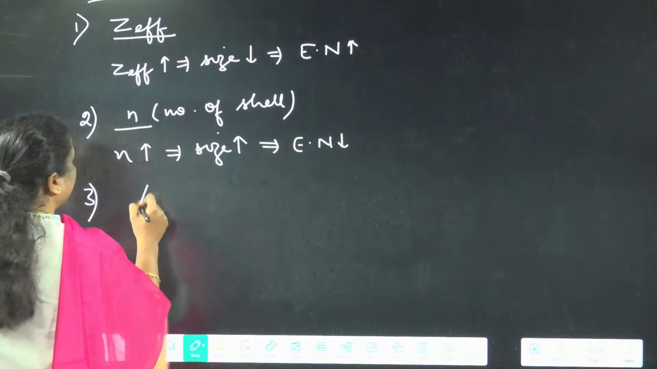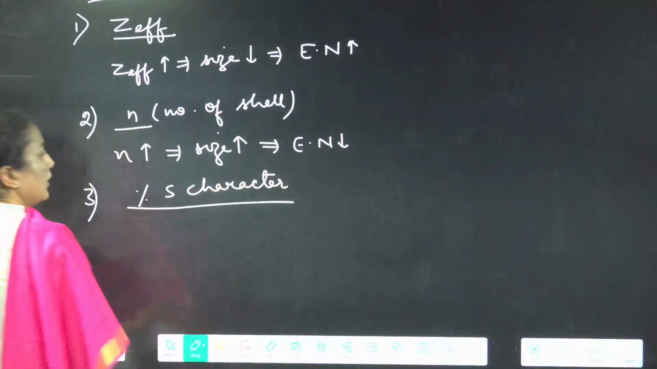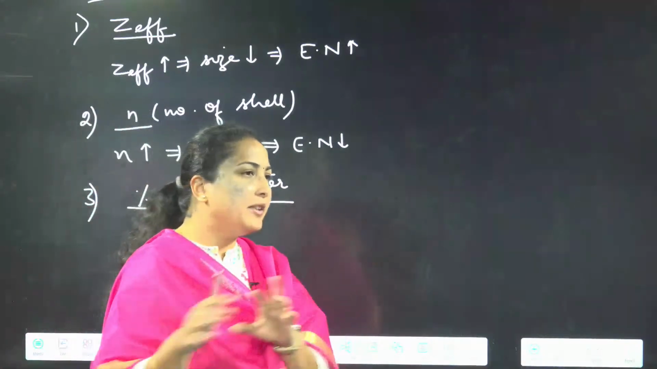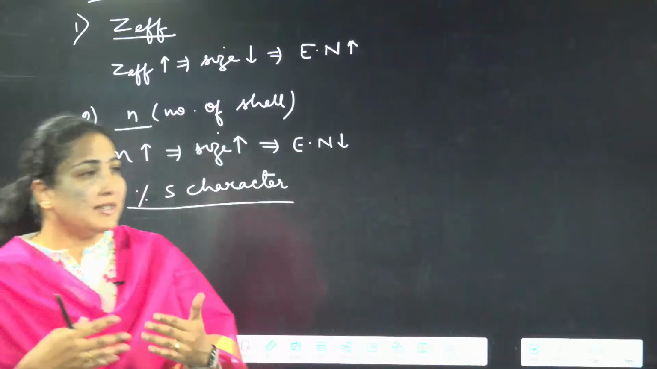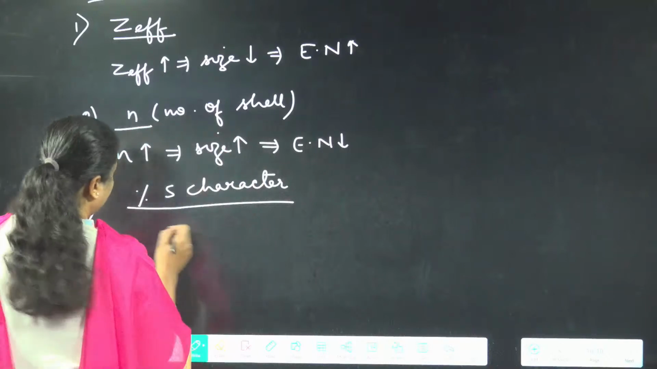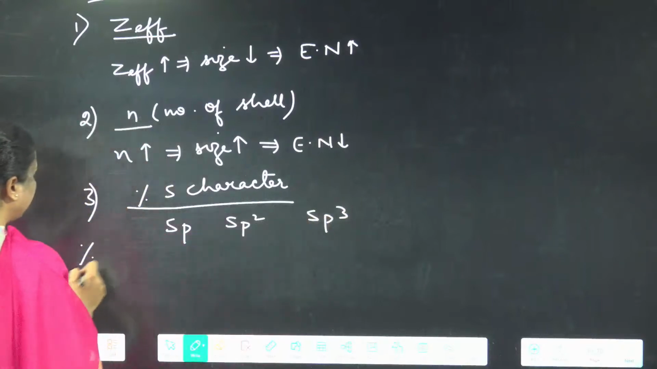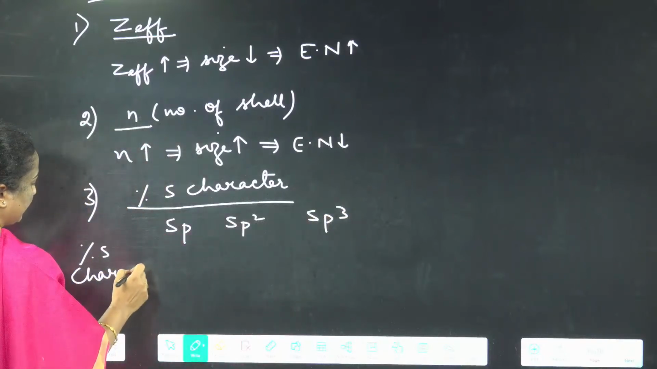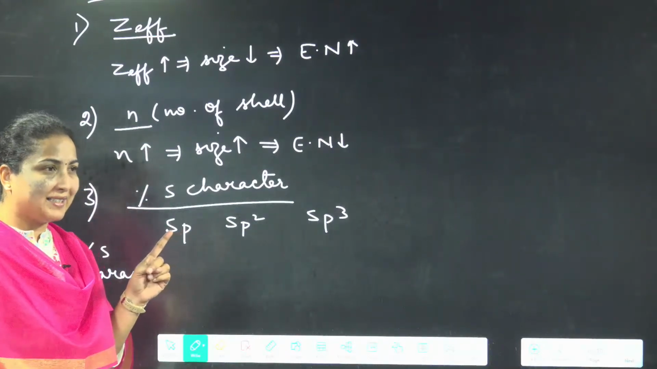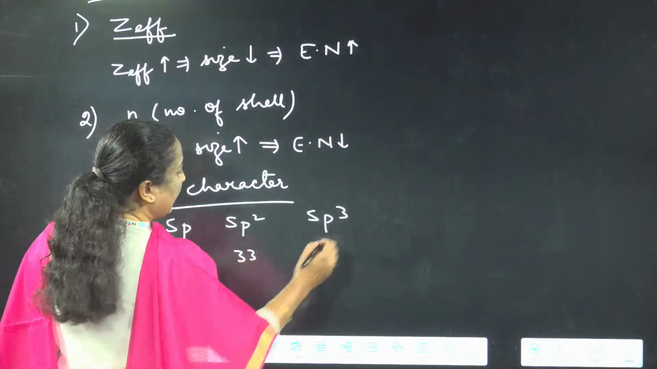And depending upon percentage s character, I am writing here. When I'm talking about an isolated atom, I'm having s, p, d, f. But when I'm talking about the bonded state, definitely what you are having is hybridized orbitals, right? So if I'm having sp, sp2, sp3, I have to calculate the percentage s character. In sp, out of two orbitals, I am having one as s. So what is the contribution? 1 by 2, which is 50% here. Here it will be 33 and here it will be 25.